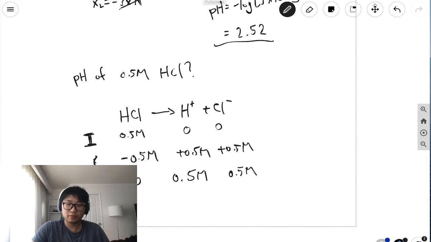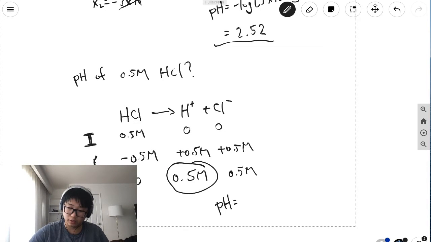You did this in grade 11. You just didn't put an ICE on that, right? We only put ICE for the equilibrium stuff, right? So this is almost like a stoichiometry. So in this strong acid, we can see the calculation is a lot simpler. We can just go right to the pH. It's going to be equal to negative log of 0.5 molar.